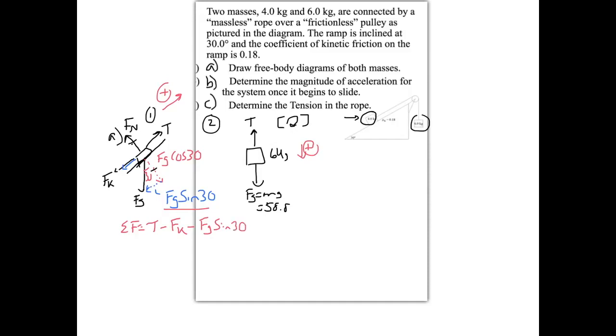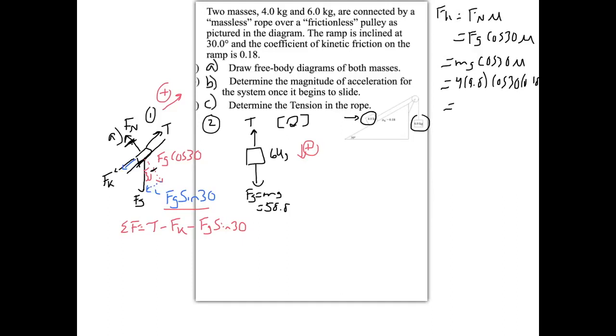Now a couple side notes here. We can simplify this equation. We know the equation for Fk is going to be Fn times mu. Now Fn is this guy right here. We just said that that guy is equal to that guy. So we can say that Fn is equal to Fg cos 30 times mu. Fg we know is mg, so mg cos 30 times mu. The mass is 4, so 4 times 9.8 cos 30. And we know mu is 0.18. Running out of room here. Anyways, when you do all that, you get an Fk value of 6.11.